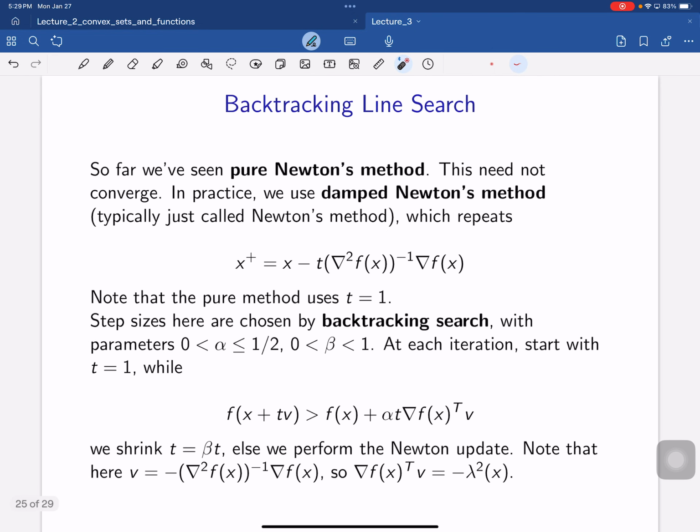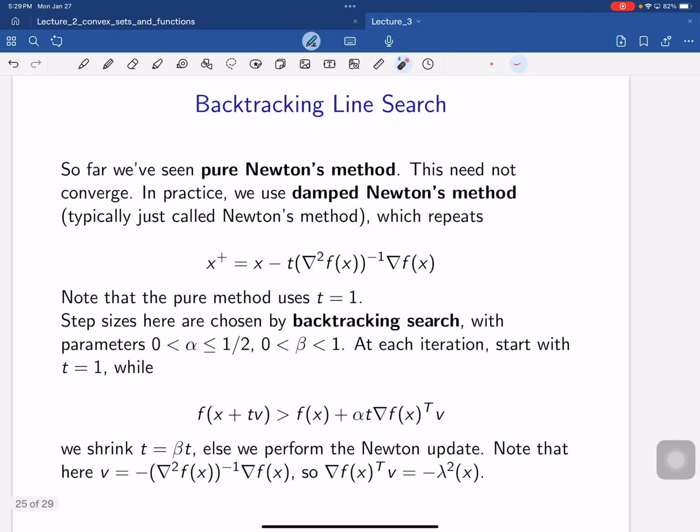Similarly, in Newton's method, you can do backtracking line search. I won't go into the details. The idea is very similar. Instead of taking the gradient direction, you are using this Newton direction here. And similarly, this term is like a sufficient decrease term. Instead of taking the square of the gradient, you are replacing this with a first order approximation of the direction v.